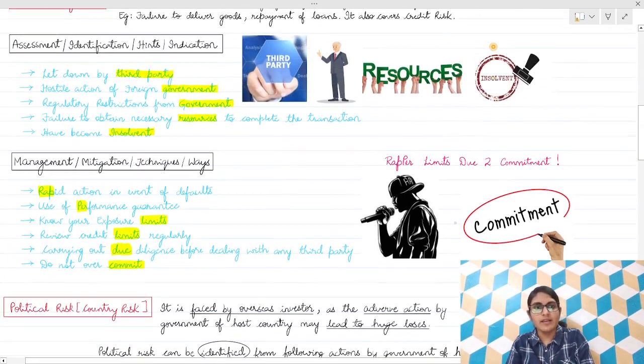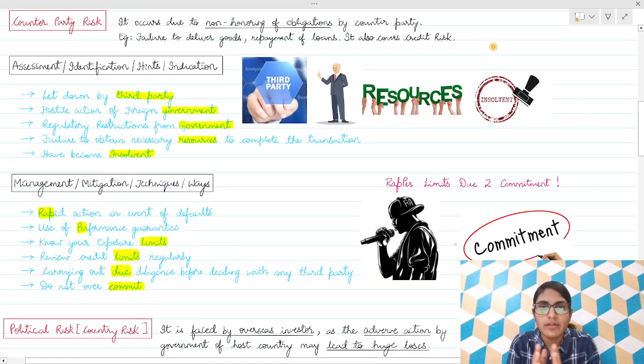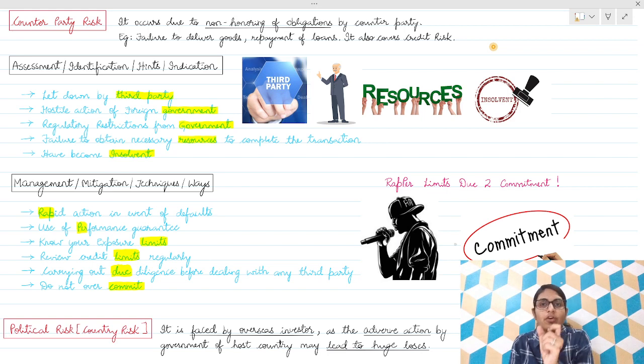So again, we were studying counterparty risk. What is counterparty risk? Non-honoring of obligations by the counterparty. It also covers credit risk. What are the assessment, identification, hints or indications of counterparty risk? Third party, foreign government, resources, insolvent. Let down by third party. Government: hostile action by foreign government and regulatory restrictions from government. Resources: failure to obtain necessary resources to complete the transaction.